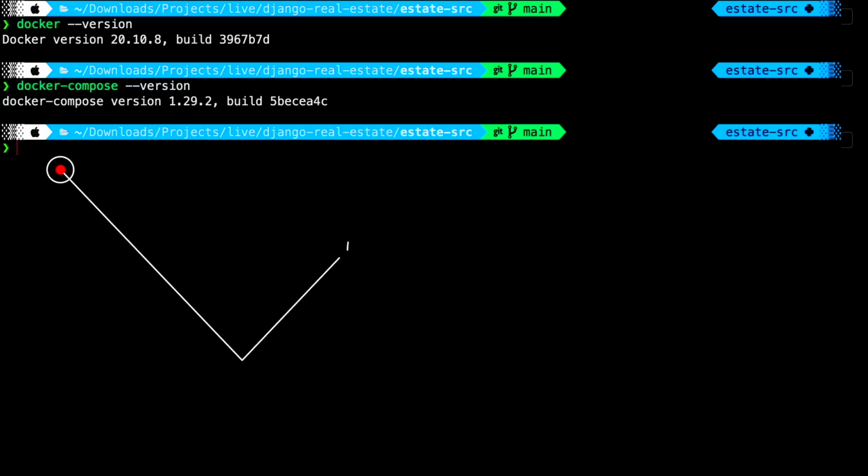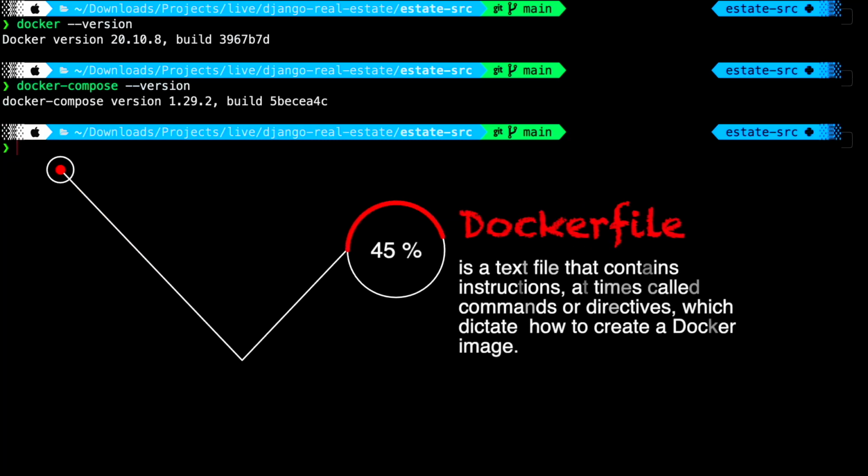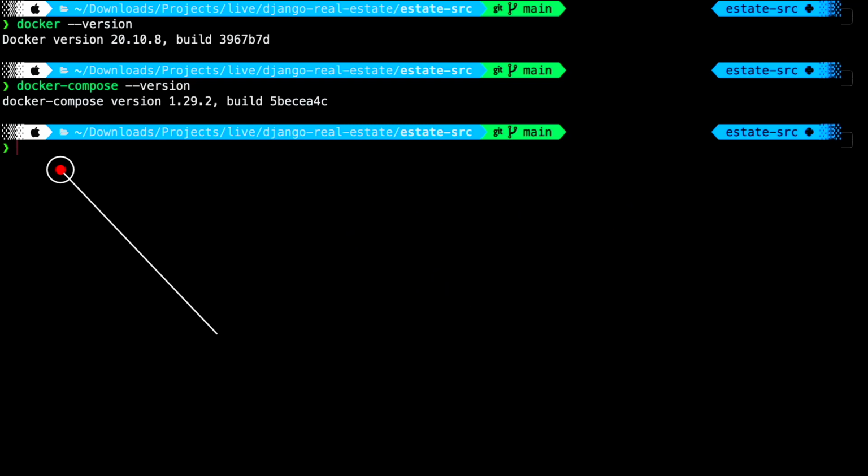So we shall start by creating a Dockerfile. A Dockerfile is basically a text file that contains instructions, at times called commands or directives, which dictate how to create a Docker image. In short, Dockerfiles are blueprints for creating images. In our root directory, where the manage.py file is located, we shall create a Docker directory. The Docker folder will hold configuration files, shell scripts, and associated Dockerfiles for each environment.